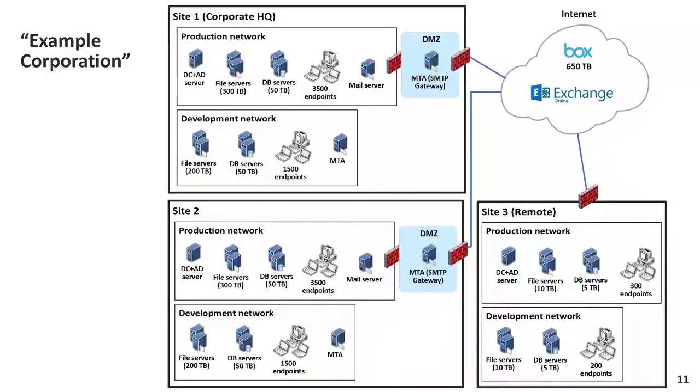Let's imagine a fictional organization called Example Corporation, which we'll use as a frame of reference for implementation planning considerations. This is a corporation of 10,000 plus employees with 3 sites and 3 countries. A graphical representation of Example Corporation and all of their networks and resources are shown in this figure.